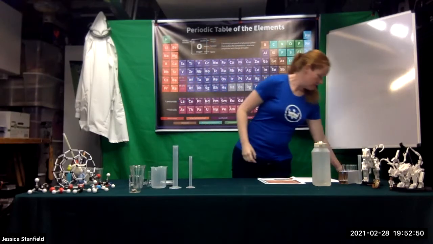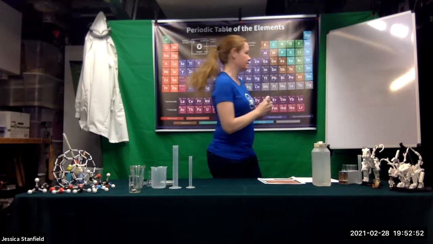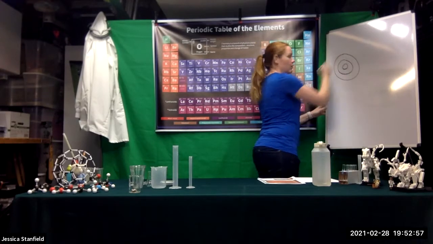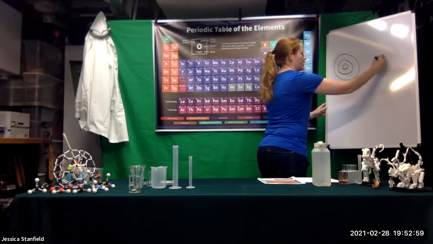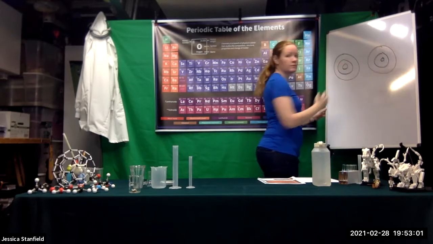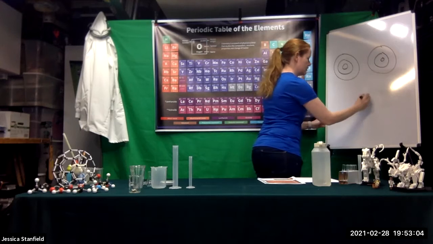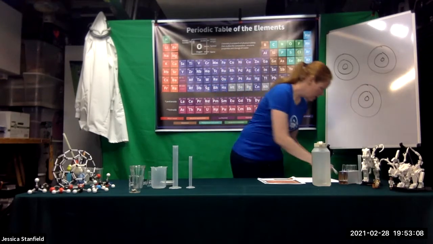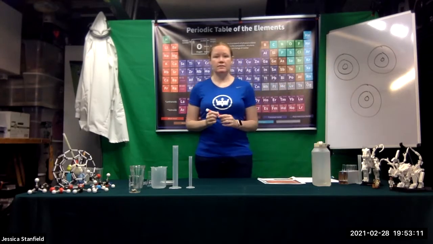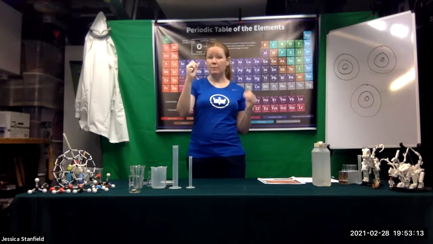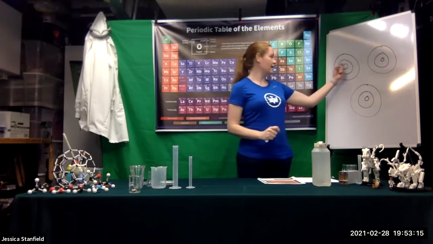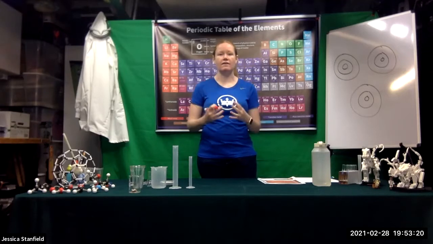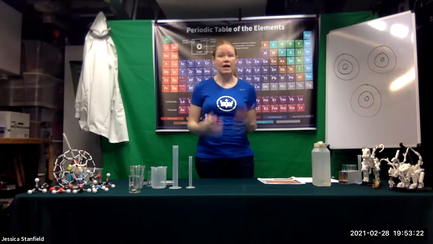Now, let's say I have a set of bullseyes. I'm going to draw 3 bullseyes. There's bullseye number 1, bullseye number 2, and bullseye number 3. Let's say we're playing darts. If we're playing darts and we have a bullseye that we're throwing at, we want to get right there in the center of that bullseye. That is our target value. If we can get the center of the bullseye, then we're accurate.